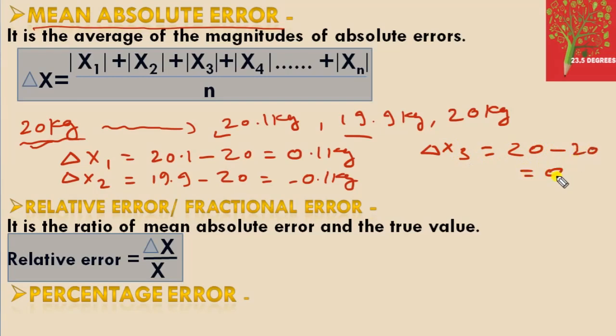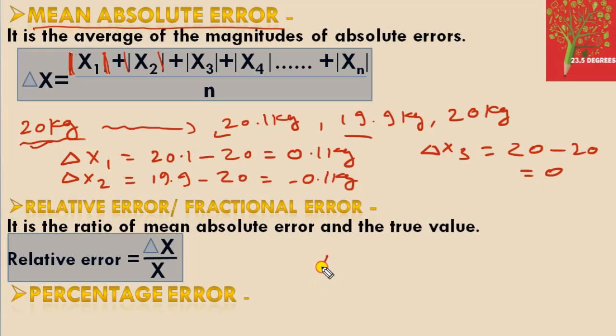It would be equal to 0. Now taking the average of the magnitudes: when I say average of the magnitudes, I simply take their absolute values, ignoring their sign. You can see here, you get the magnitude by putting a mod each time.